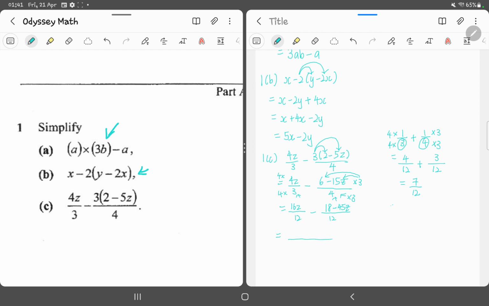So I'm going to combine the fractions. We have 16z over here, minus, and then together with the 18, minus 18, minus 45z. So minus means plus 45z. Now I'm going to rearrange the terms. So 16z plus 45z minus 18 over 12. This is actually equal to 45z plus 16z. You can think of it as 45 plus 16, so that is 61z, and then minus 18 over 12. And we are done with 1c. So that is the first question.